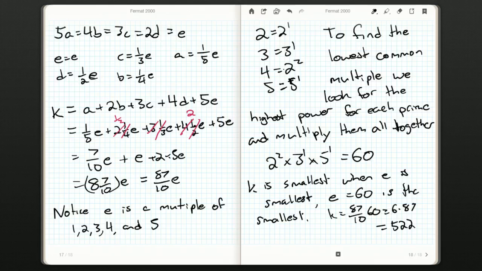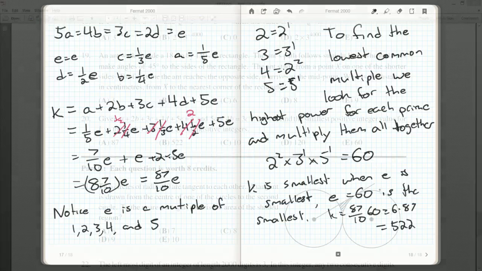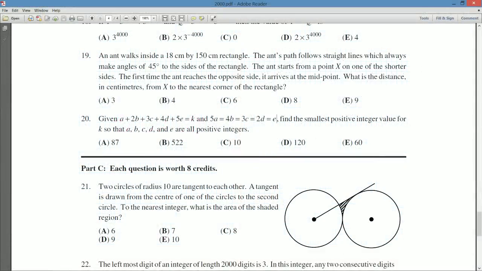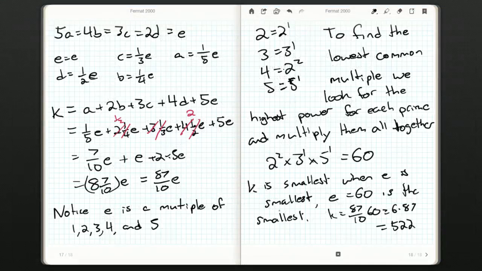The next value E could be is 120, but obviously that will give you a larger value of K, and we want the smallest value of K. So, find the smallest positive integer value for K so that A, B, C, and D are all positive integers. 522 does the trick. So, an answer of B.